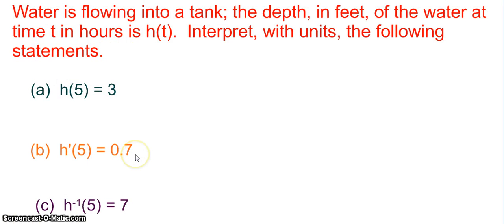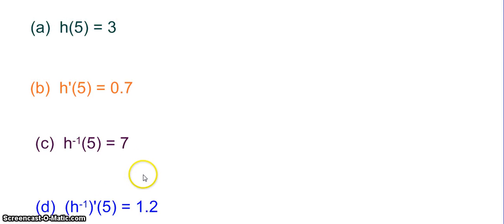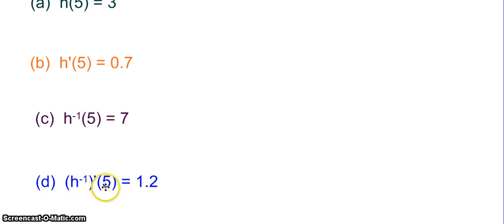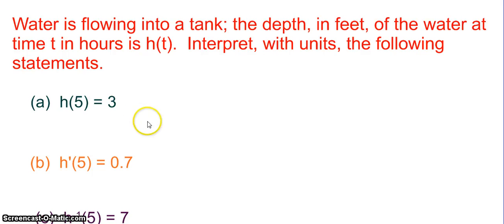All right, next one. Water is flowing into a tank. The depth in feet of the water at time t in hours is h of t. Interpret with units the following statements. So what does h of 5 equals 3 represent? h prime of 5 equals 0.7. h inverse of 5 equals 7. h inverse prime of 5 equals 1.2. So I want you to interpret these in the context of the problem.